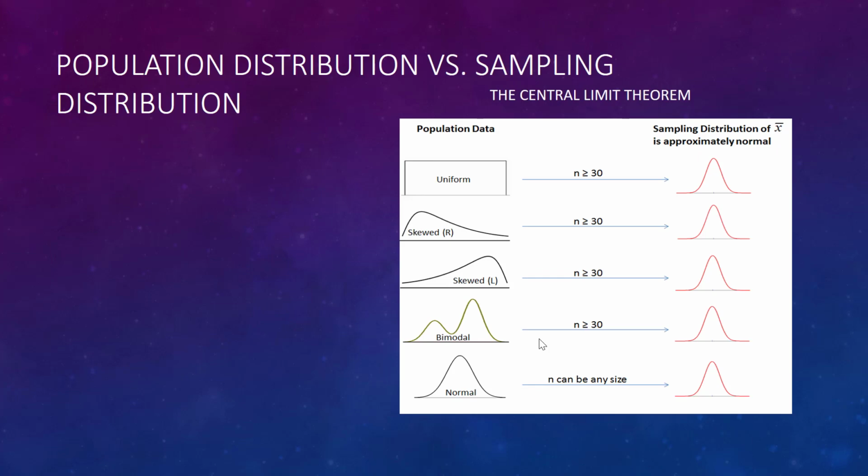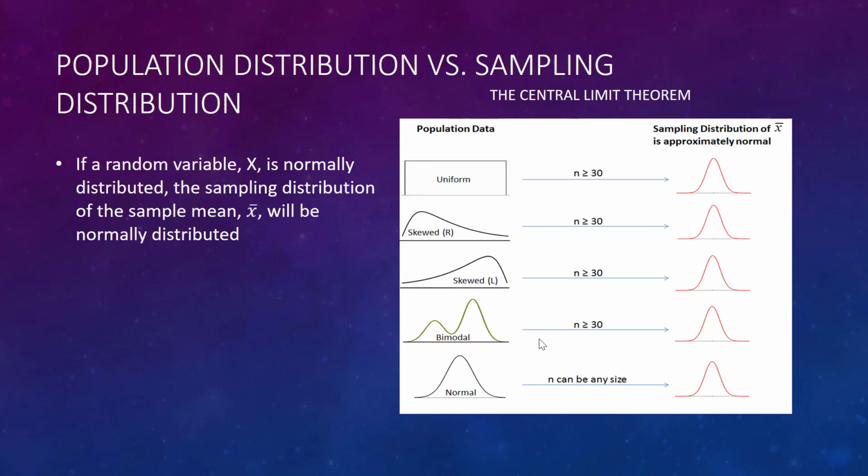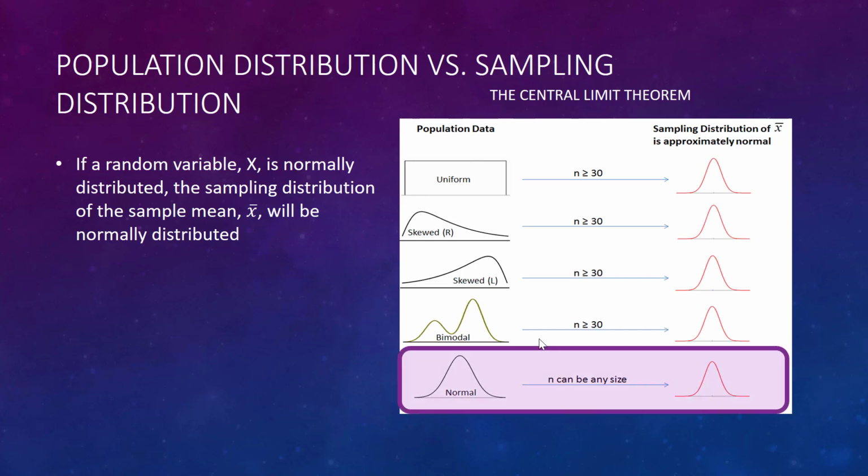Population distribution versus sampling distribution, the central limit theorem. If a random variable x is normally distributed, the sampling distribution of the sample mean will be normally distributed. So in this case, again, if our population is normally distributed, then we don't have any restrictions on our sample size because we know if we're pulling from a normal distribution, we are going to generate a sampling distribution that is normally distributed.